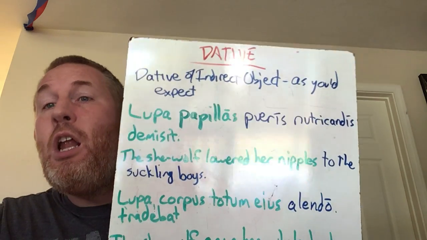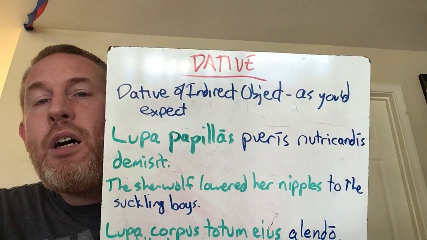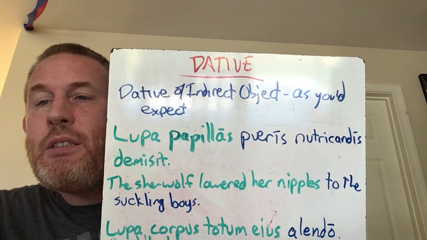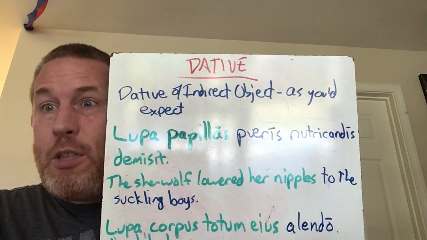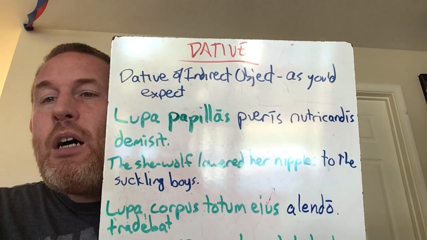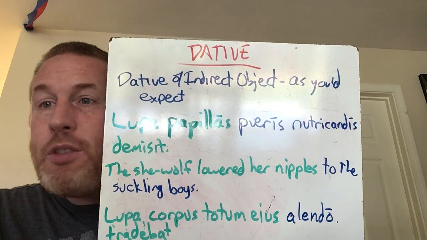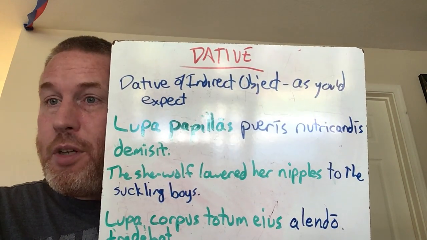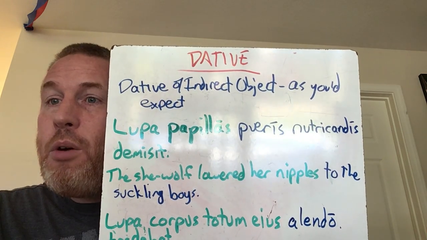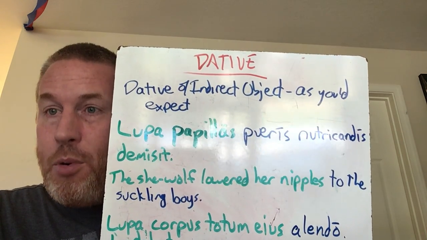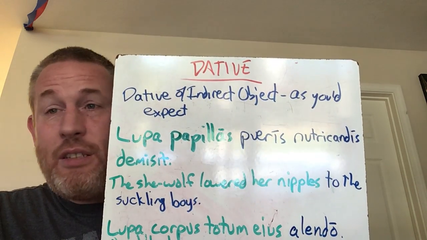So for instance, lupo papillas pueris nutricandis demittit, right? Sorry, everything's backwards for me, and I apologize. The she-wolf lowered her nipples to the suckling boys. What kind of boys? The suckling boys, right? Because we're talking about Romulus and Remus. So she lowered her nipples to the boys who were suckling, right? That's as clear as an indirect object is going to get.